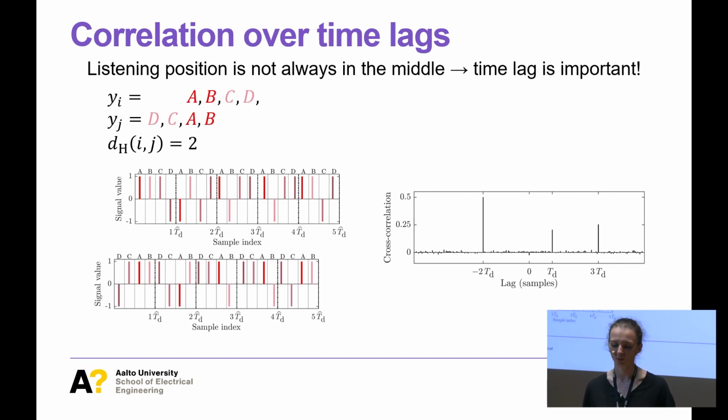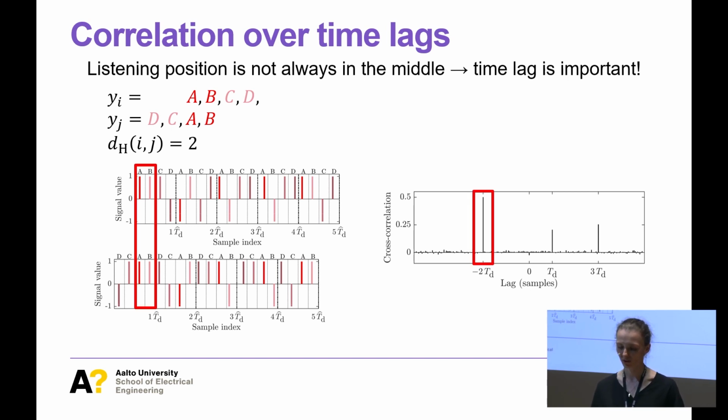But in the case when the second sequence arrives a bit earlier at the receiver position, and by a bit I mean 2 times our grid size TD, then these two sequences A and B will be shared actually, and then our Hamming distance is reduced to 2, and then our correlation between those two signals when one is slightly delayed is 0.5.